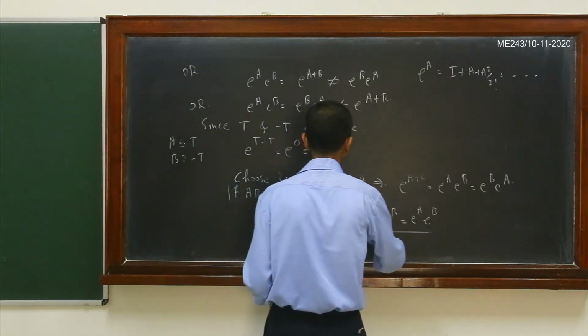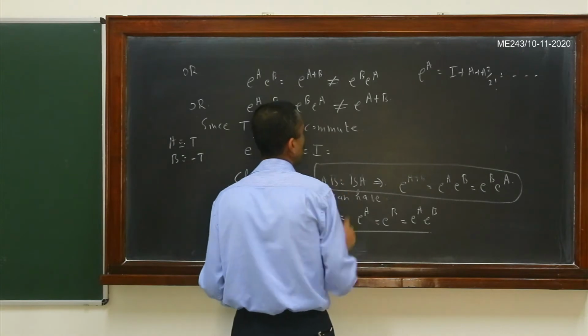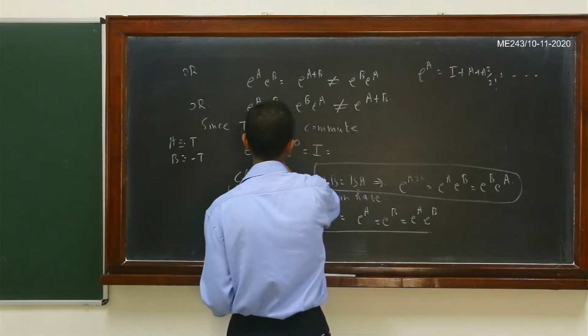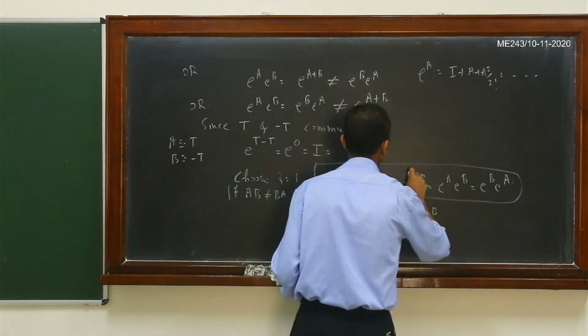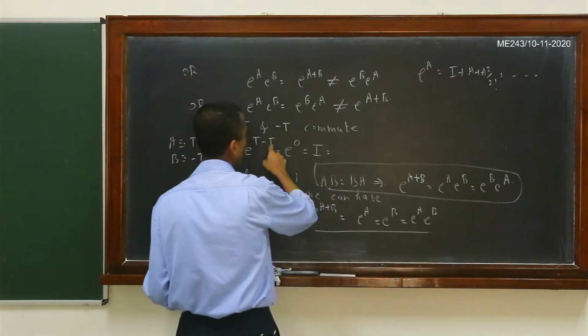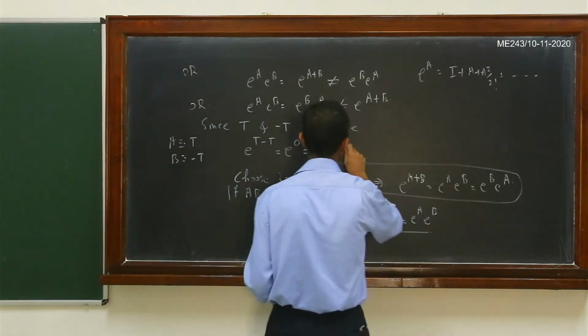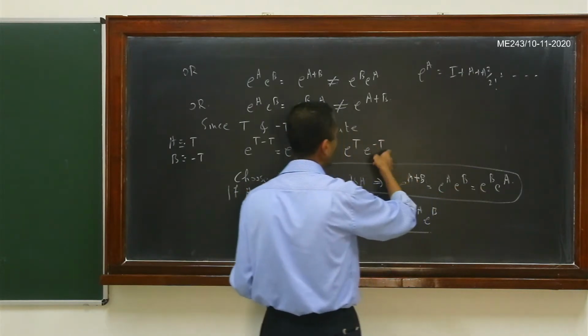We are using this particular result here. So now we will have that e to the a plus b is e to the t minus t. So this is a plus b here. So e to the t minus t is e to the 0, which is identity, and that is equal to e to the t times e to the minus t, and also equal to e to the minus t times e to the t.